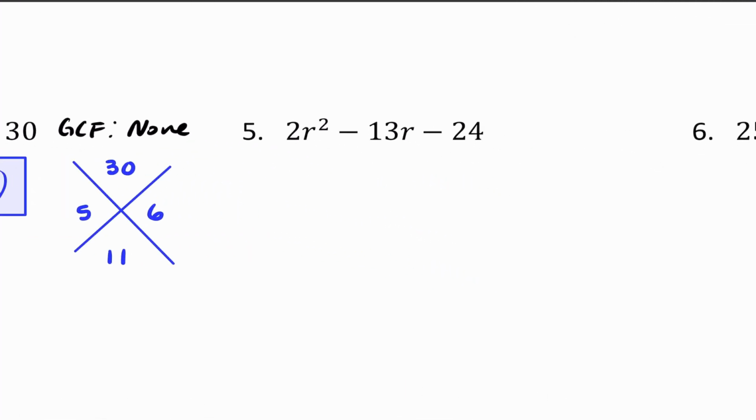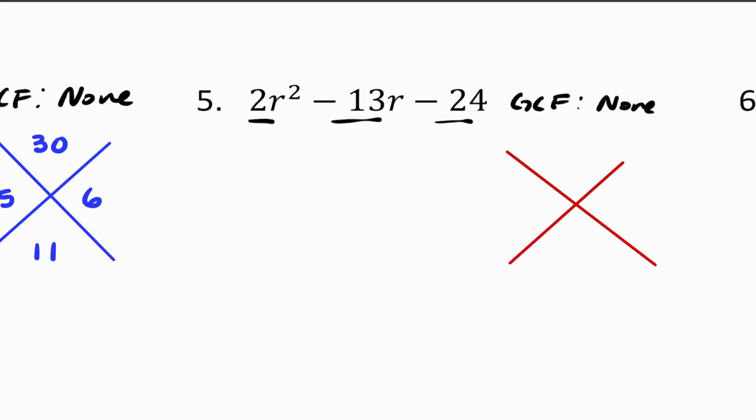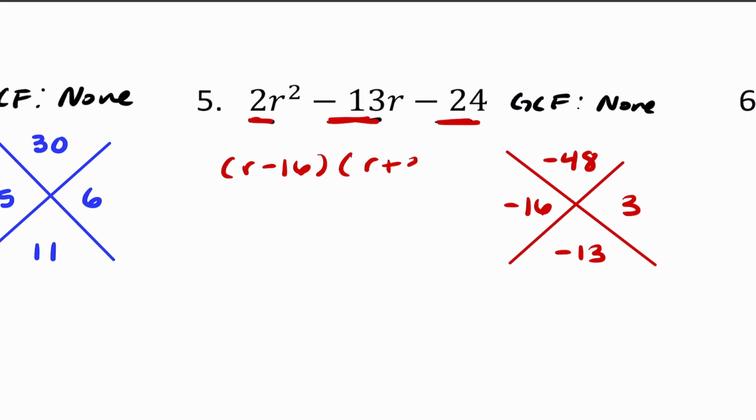Number 5, let's see if we can take the GCF of this one. We have 2, -13, and -24. So we don't have a GCF. We do have 3 terms. It's A times C, so it's 2 times -24. That's -48. And our B value is -13. So the 2 numbers are -16 and +3. So I'm going to write r minus 16 times r plus 3.